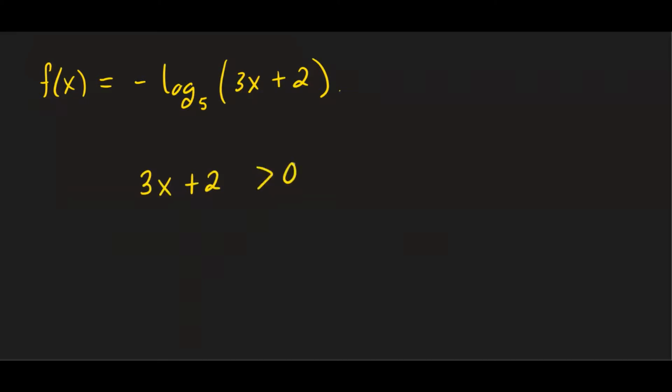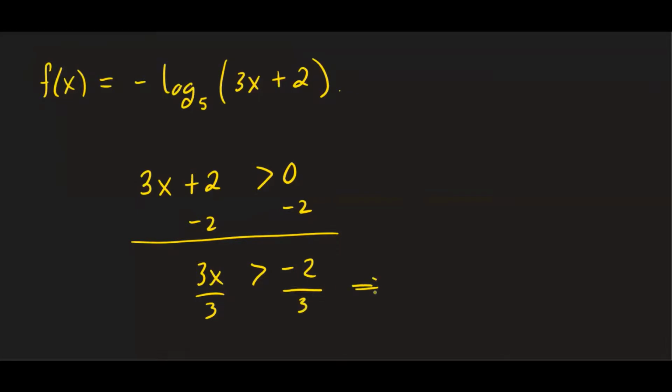We have f of x is equal to negative log base 5 of 3x plus 2. Again, the idea is we want to solve the inequality by taking what's inside the logarithm and setting it greater than 0. So we take 3x plus 2 greater than 0 and solve for x. Subtract 2 from both sides, which gives us 3x greater than negative 2. Then we divide by 3 to isolate x, so x is greater than negative 2 over 3.